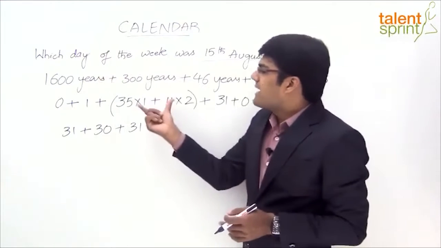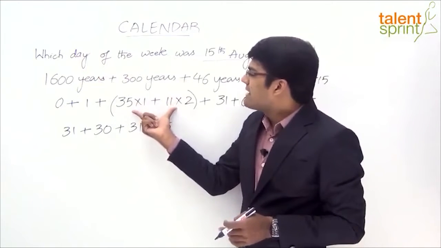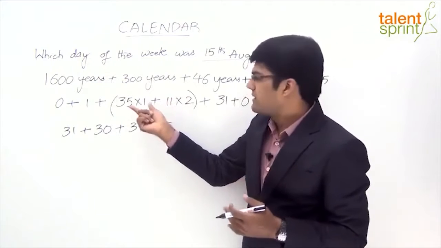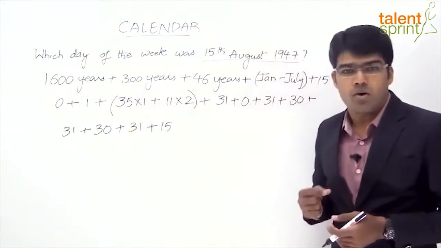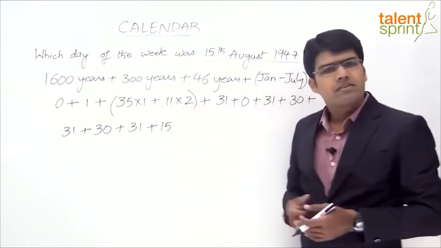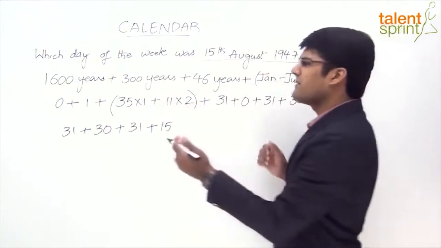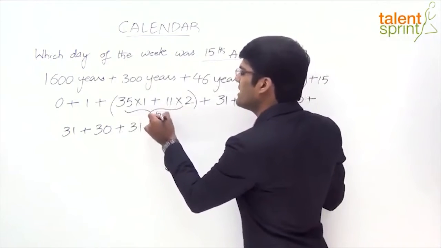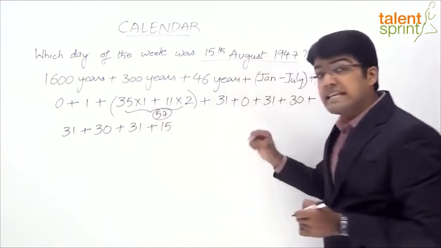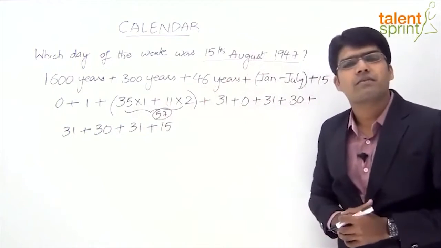Before that, let us understand how we can make this calculation simpler, right? This is already very easy to understand. 35 ordinary years, so 35 into 1 odd day, and 11 leap years, which will give us 11 into 2 odd days. So 35 into 1 is 35, plus 11 into 2 is 22. 35 plus 22 is 57. So the number of odd days in 46 years is 57.